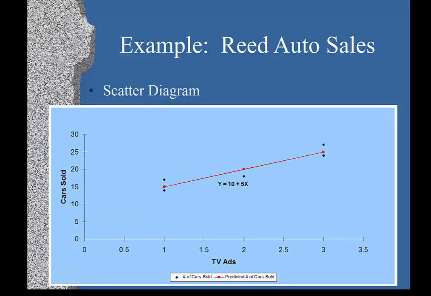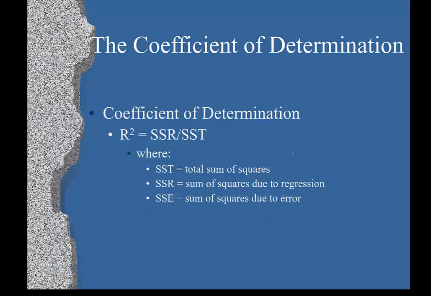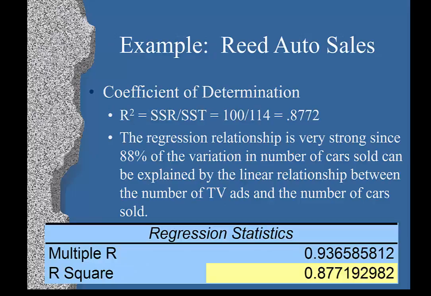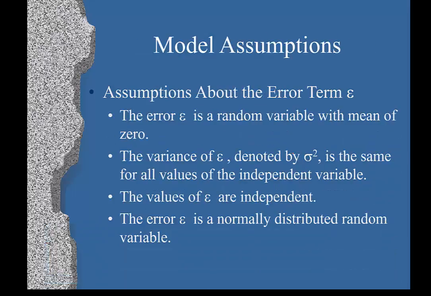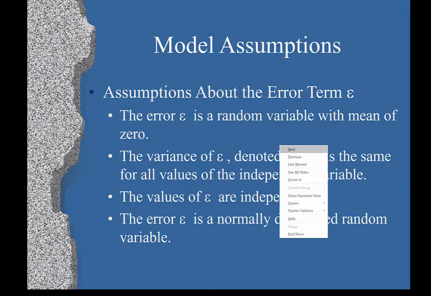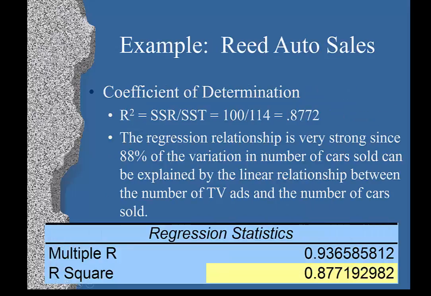So here's a scatter diagram of the data that I'm plotting for this example, and this is the fitted regression equation. R squared, this is just telling you where we get R squared, and it tells you the goodness of fit. So let me go back for a minute and show you. This means that 88% of the variation in the dependent variable is explained by the linear relationship between the independent variable and the dependent variable.